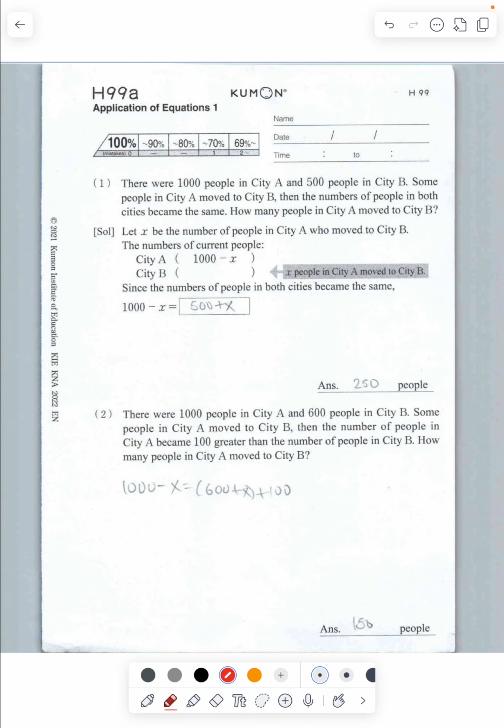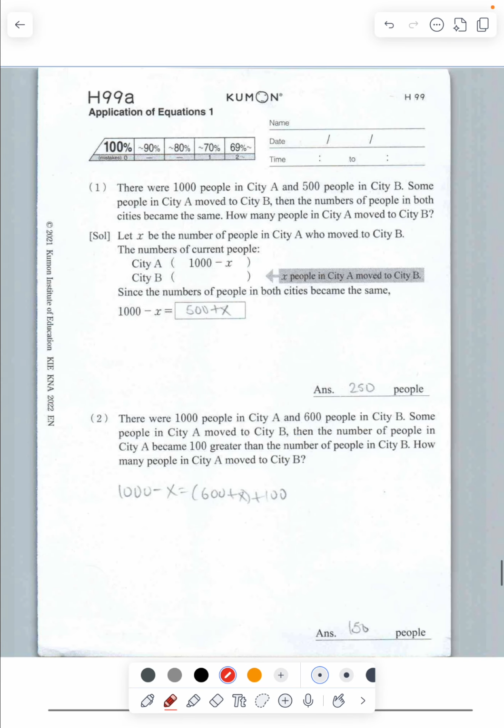All right. Can you read the first question? There were 1,000 people in city A and 500 people in city B. Some people in city A moved to city B. Then the numbers of people in both cities became the same. How many people in city A moved to city B? Interesting. So do we understand the question or no? Probably not.